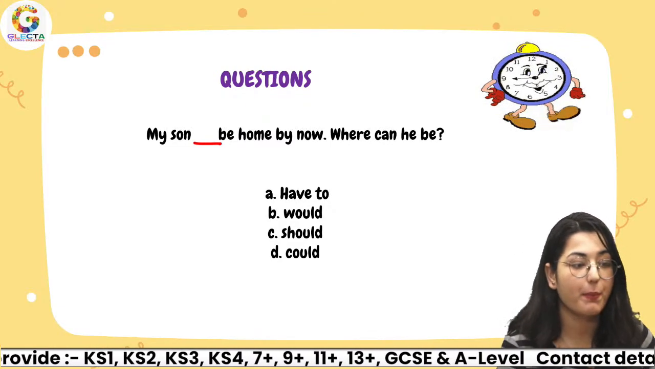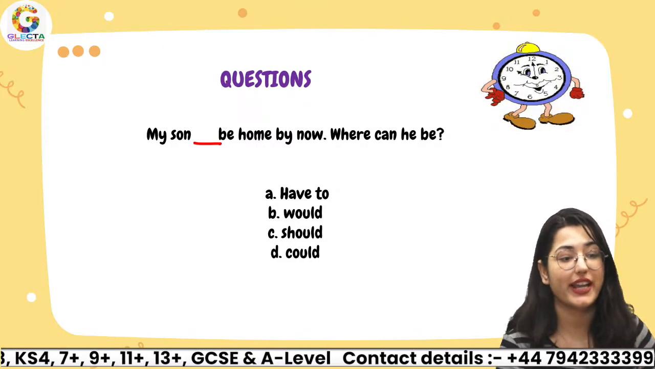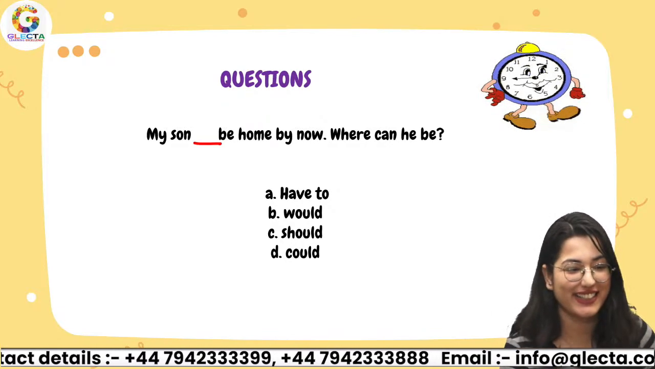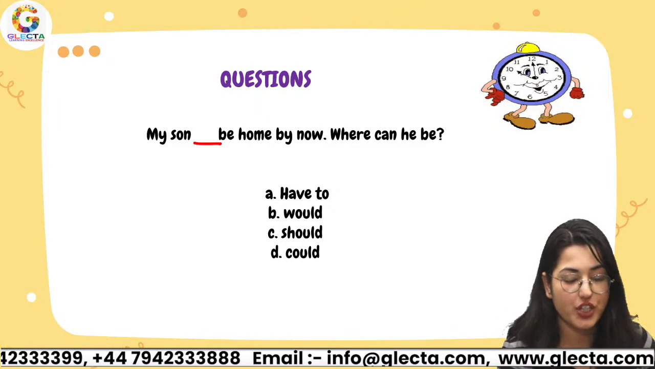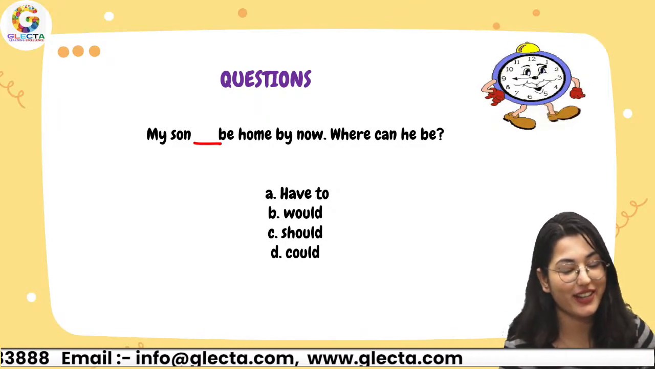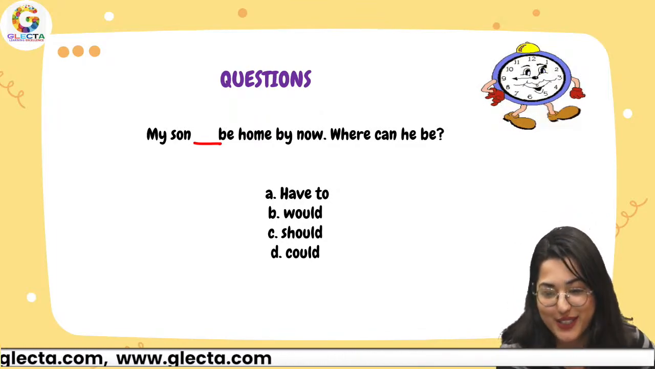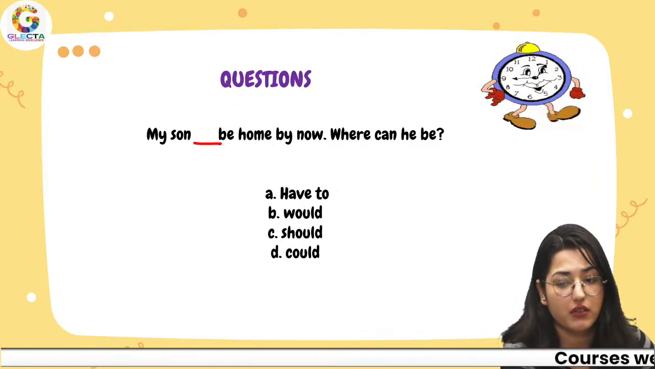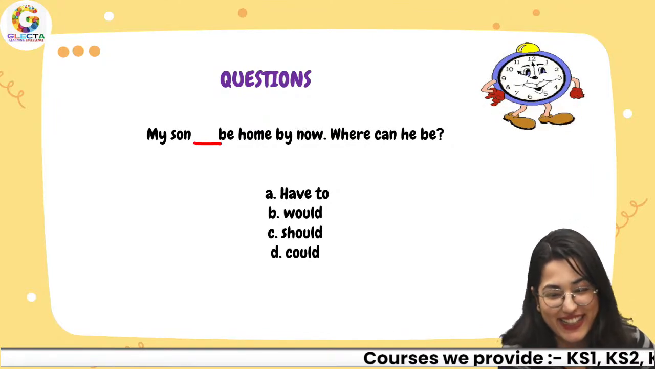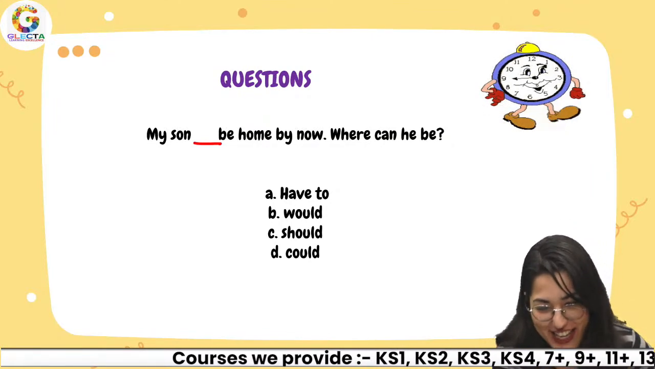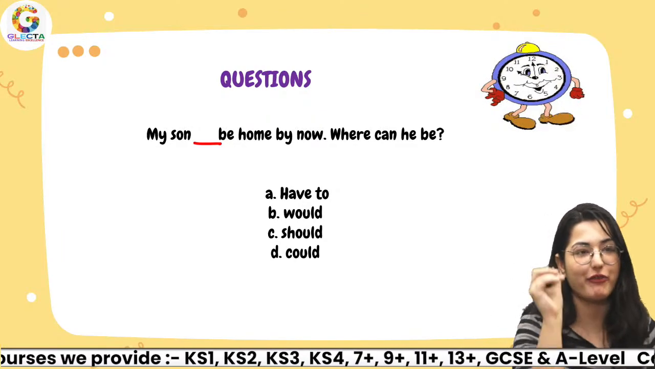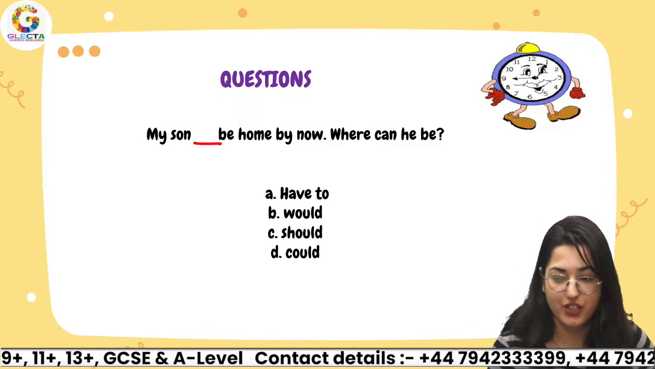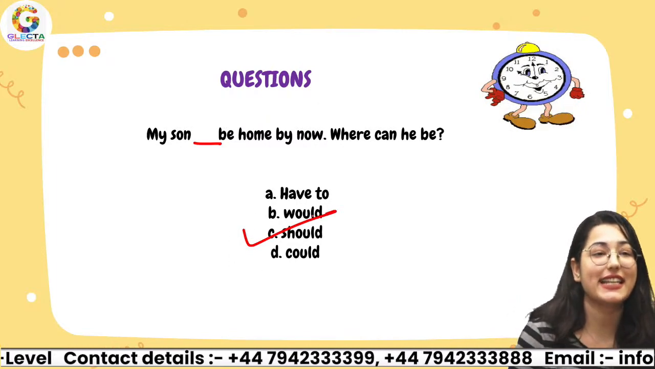My son, blank, be home by now. Where can he be? Option A, have to; option B, would; option C, should; and option D, could. Really is not among the options. Perfect, saying should. Tell me what should be the right answer. Fiza Khan, should. Why have you put the question mark? Aren't you sure about it? Be sure about it, right? Very good, students. The right answer is option C, should.